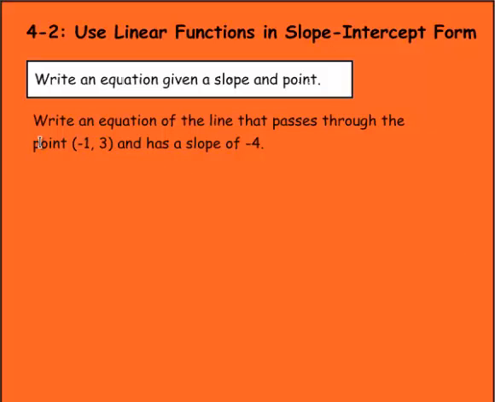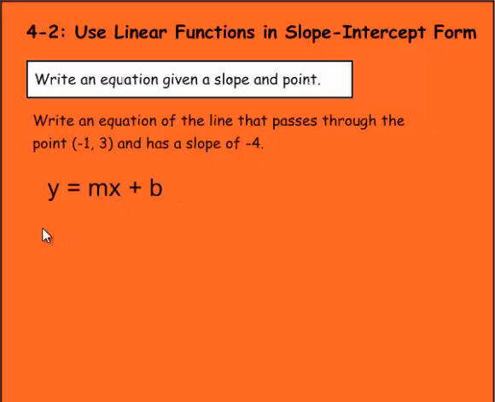So for this first one, it's going to be giving us a point on the graph and the slope, and we can actually figure out the equation from there. It says write an equation of the line that passes through the point -1 and 3 and has a slope of -4. Well, if we start with our y equals mx plus b equation, we should be able to solve this because it gives us the slope and it gives us x and y. The only thing we have to figure out yet is b.